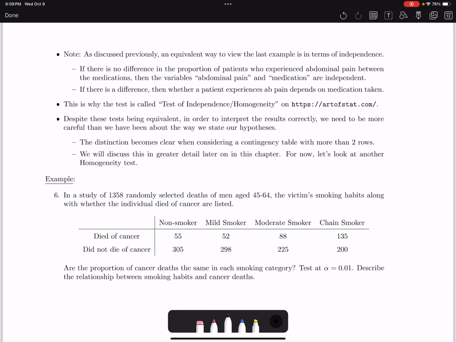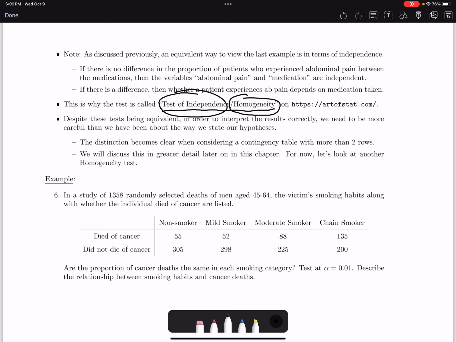As discussed previously, an equivalent way to view the last example is in terms of independence, right? If there's no difference in the proportion of patients who experienced abdominal pain between medications, then the variables abdominal pain and medication are independent. If there is a difference, then whether a patient experienced abdominal pain depends on the medication that they took, right? This is why the test is called test of independence / homogeneity in the Art of Stat, right? That's the title of it. And it's because really when you're running a homogeneity of proportions test, what you're doing is you're running a test of independence.